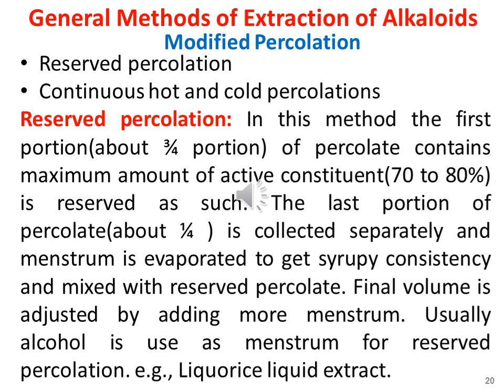On this slide I have shown the details of the reserve percolation method, in which the first portion of the percolate is collected separately, whereas the last portion, which is about 1/4 of the total menstruum, is collected separately. Both these collections are evaporated separately and then the obtained syrupy contents are mixed together, and then again the alcohol is added and the final volume is adjusted. So this is the reserve percolation method.